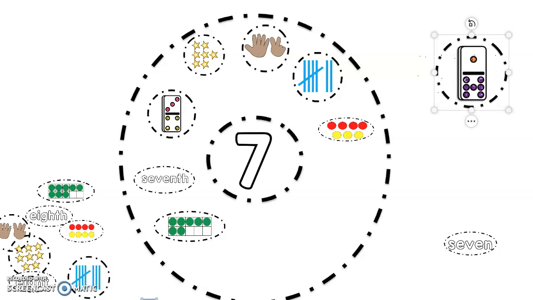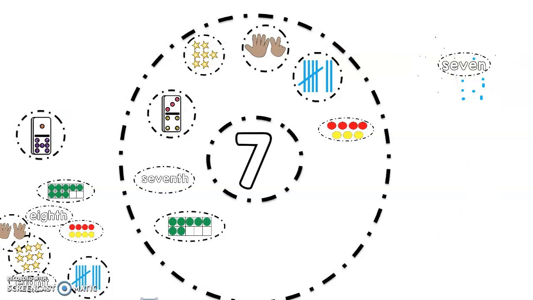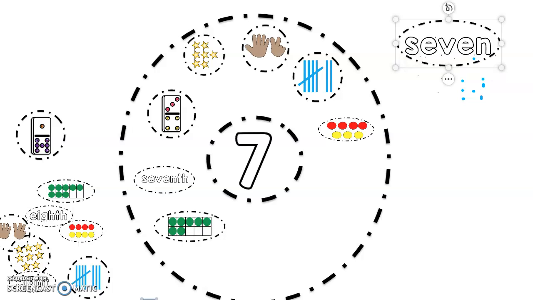We're almost done. I have 1 on the top and 7 on the bottom. 1 and 7. Does that make 8? Let's count and check. 1, 2, 3, 4, 5, 6, 7, 8. Do we want that one? No way. Throw it away. It's too many.